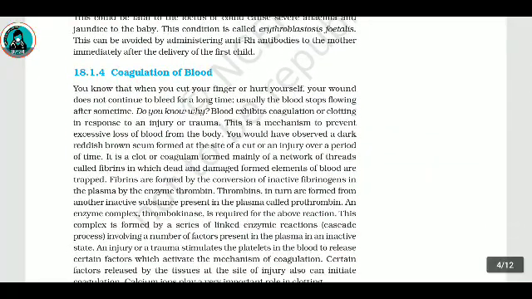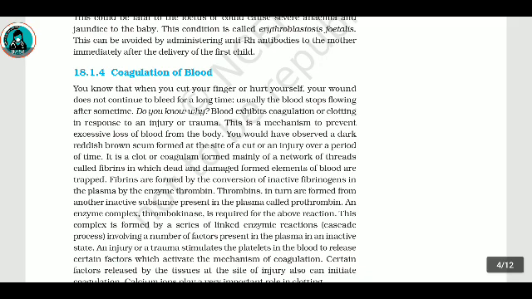18.1.4 Coagulation of blood. Do you know that when you cut your finger or hurt yourself, your wound does not continue to bleed for a long time? Usually the blood stops flowing after some time. Do you know why blood exhibits coagulation or clotting in response to any injury or trauma? This is a mechanism to prevent excessive loss of blood from the body. You would have observed a dark reddish brown scum at the site of a cut or an injury over a period of time. It is a clot or coagulum formed mainly of a network of threads called fibrins, in which dead and damaged formed elements of blood are trapped.